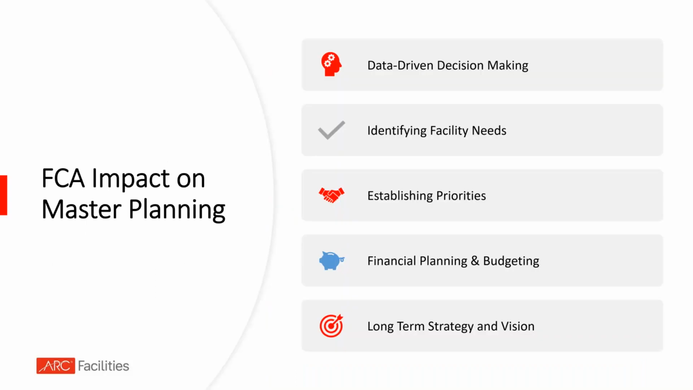Where the impact comes into master planning is that FCAs help you make data-driven decisions. You're not going into it blind trying to figure it out. You're also able to identify specific needs in your facility, but also establish those priorities, as I mentioned earlier. But equally important is that financial aspect, that budgeting aspect, and planning for that fiscally, but also the long-term strategy and vision of your organization. How does this impact your long-term goals within your organization?